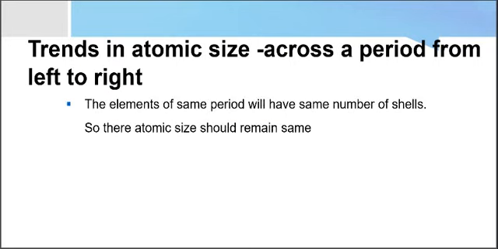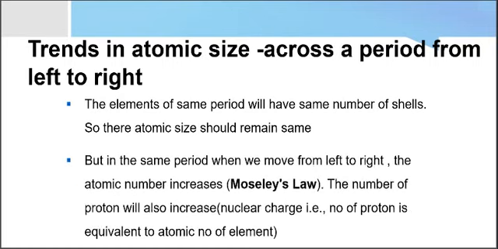So the elements of this, if we are talking about the same period, will have the same number of shells, so atomic size should remain the same because it has the same number of shells. But there is another factor on which atomic radii depends, that is the nuclear charge. So when we move from left to right in a periodic table in the same period, then according to Moseley's law, the elements are arranged in the increasing order of the atomic number, so the atomic number will increase.